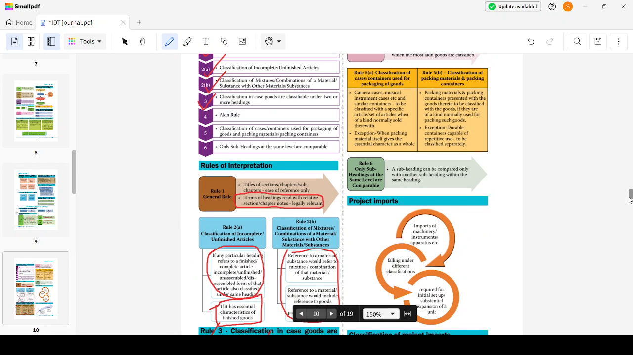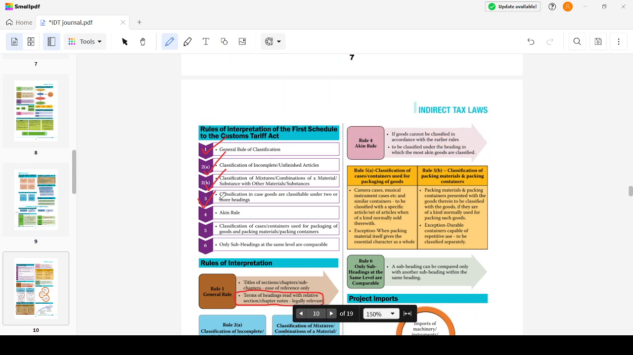Hope till this you are clear. Then the akin rule. What does this mean? If goods cannot be classified as per 1, 2A, 2B, 3A, 3B, 3C, then they are to be classified under the head in which the most akin goods are classified. If you cannot apply rule 1, rule 2 and rule 3, then this rule 4 you have to apply. What does the akin rule mean? Akin means most similar goods.